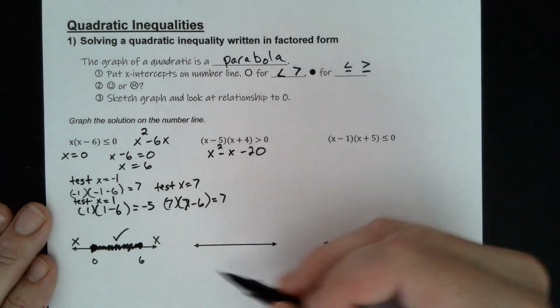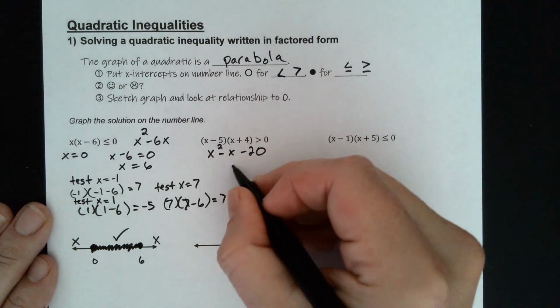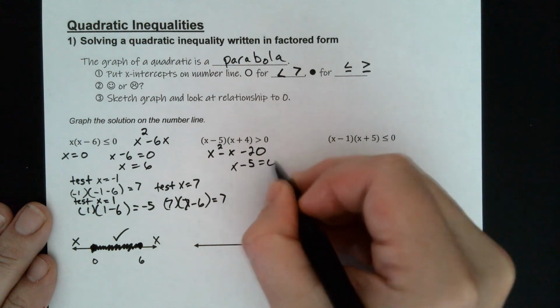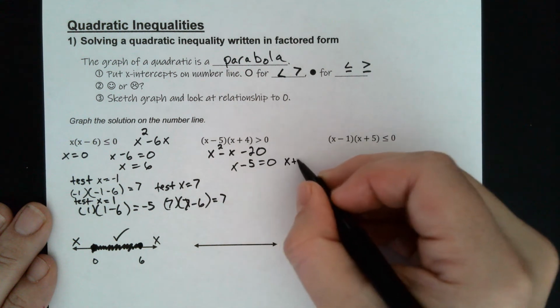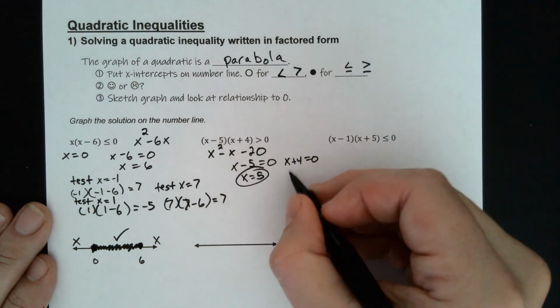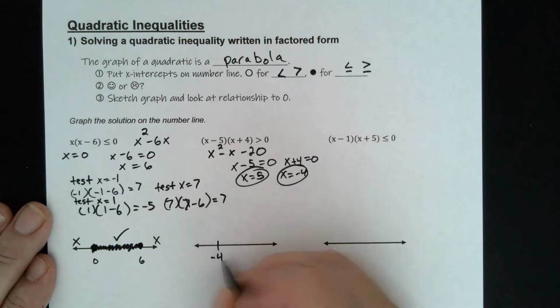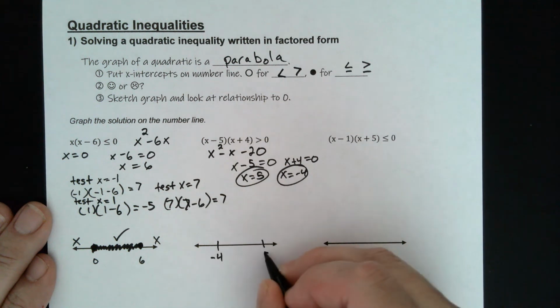Okay, so we're going to be looking at the edges, right? We set each one of these factors equal to 0 and solve. x plus 4 equals 0. Let's see, that gives you x equals -4. And x minus 5 equals 0 gives you x equals 5. Okay, so we've got -4 here, and we've got +5 here.